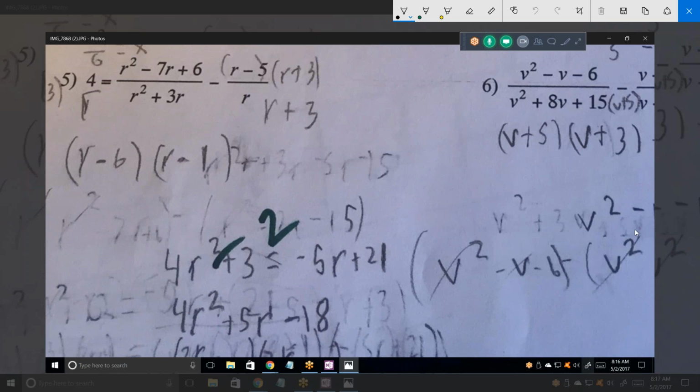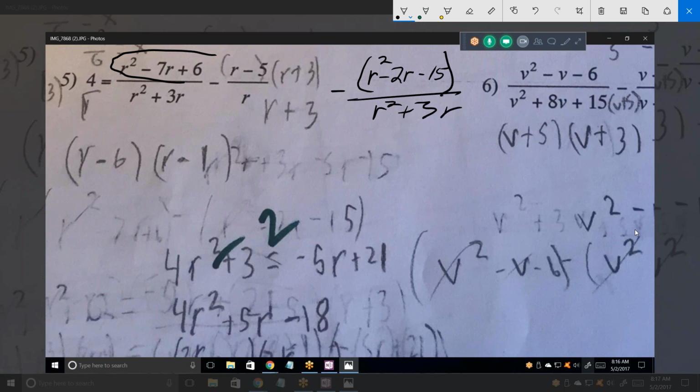So here's what the right side becomes. Okay? Just going to multiply the right side out in parentheses. So that's going to become r squared plus 3r minus 5r is minus 2r minus 15. Now the fact that I put parentheses around it means this minus sign gets applied to all three terms. The bottom is r squared plus 3r. So now we've got this over here on the left minus what I have in parentheses there.